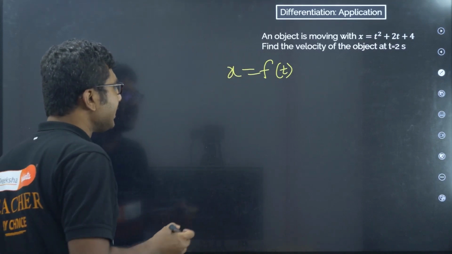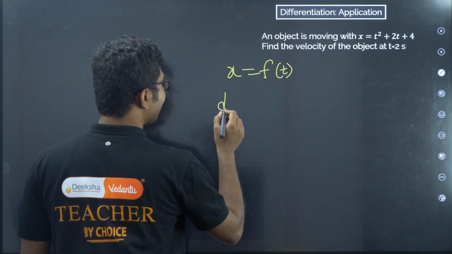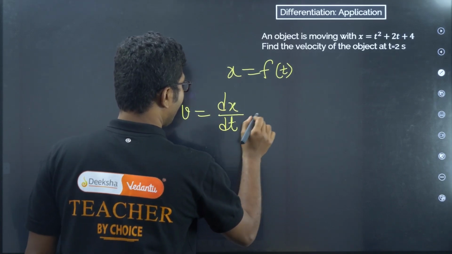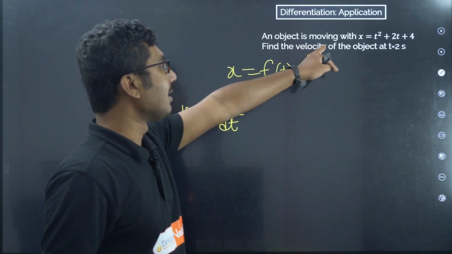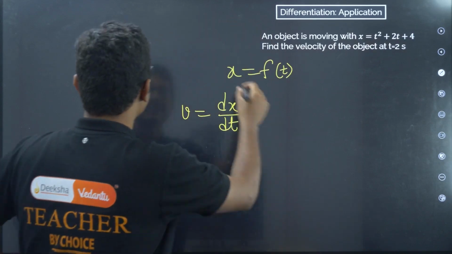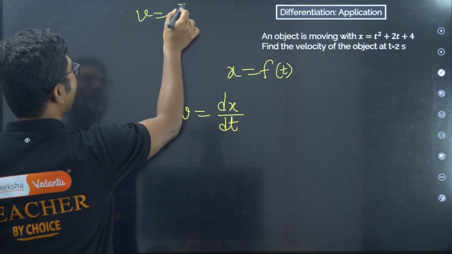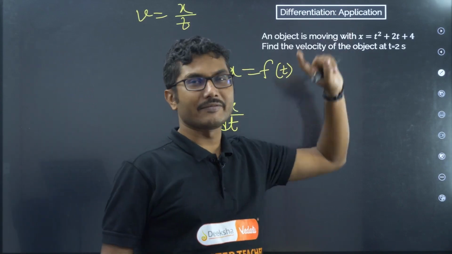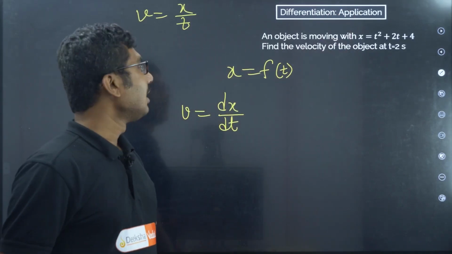So what is the velocity? We know that velocity is given by dx by dt. Okay, if it is a simple constant value, then it is only x by t, right? Velocity is x by t when it is constant. So say if it is given that in 2 seconds it travelled 4 meters, then what is the velocity?